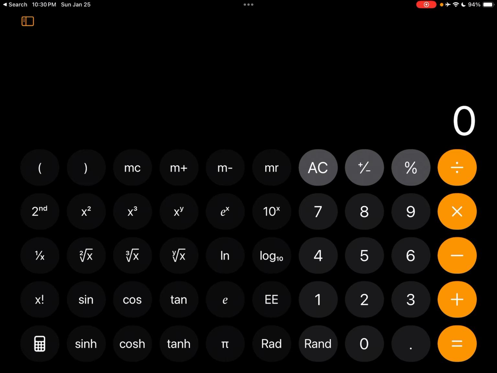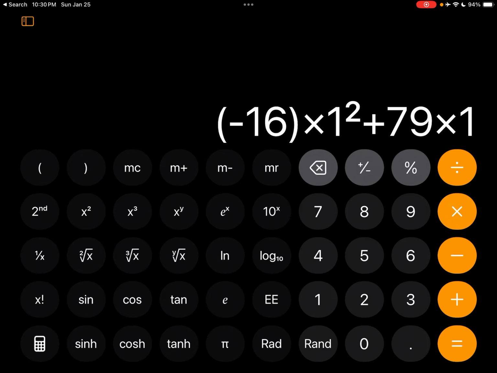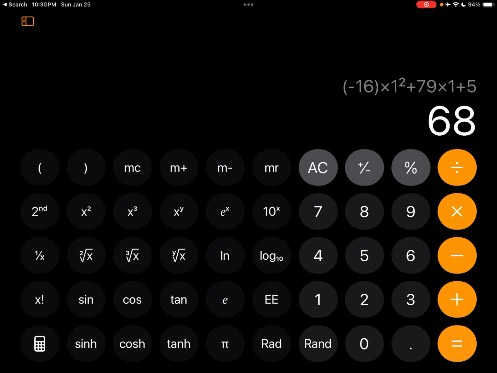There we go. All right, negative 16 times 1 squared plus 79 times 1 plus 5. All right, 68 is my first number. I'm writing it down.